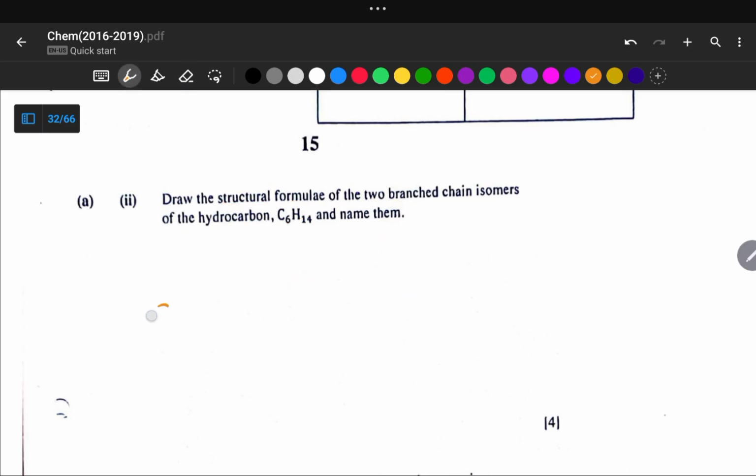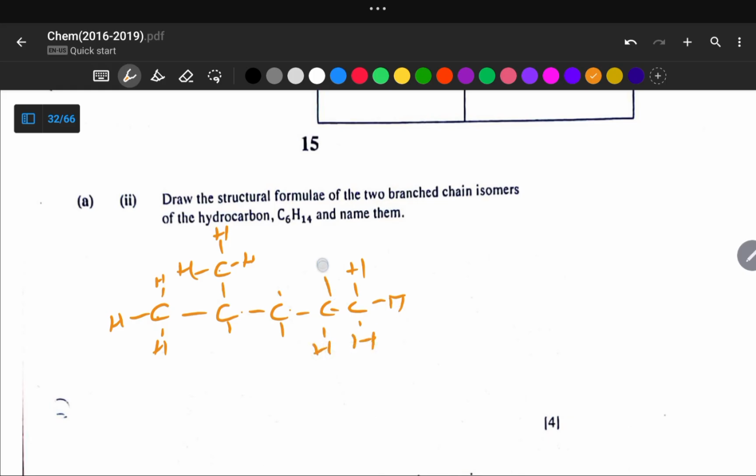So we are simply going to have C, and then branch it here, right? And we can now count 1, 2, 3, 4, 5, and then 6, and then we are done with the first one. And then this one is the second one. So we are having 1, 2, 3, 4, 5, 6, 7, 8, 9, 10, 11, 12, 13, 14 hydrogen atoms. And we are also having 1, 2, 3, 4, 5, 6 carbon atoms, right?